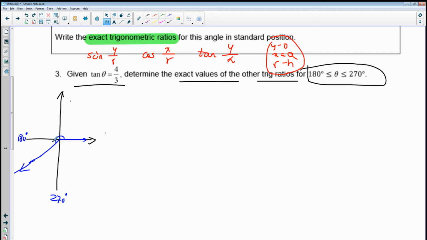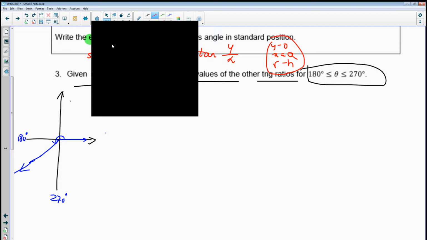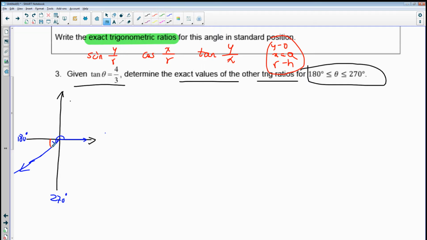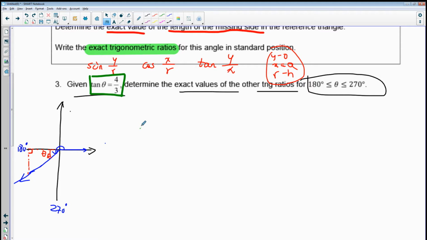I'm going to do a really small label right there. And then I'm going to label my reference angle in red. And then I'm going to put the points on there. Now, let's draw a right angle triangle to help us. How does the right angle triangle help us? Well, we are given tangent is 4 over 3, right? What is tangent again? Well, tangent is 4 over 3.